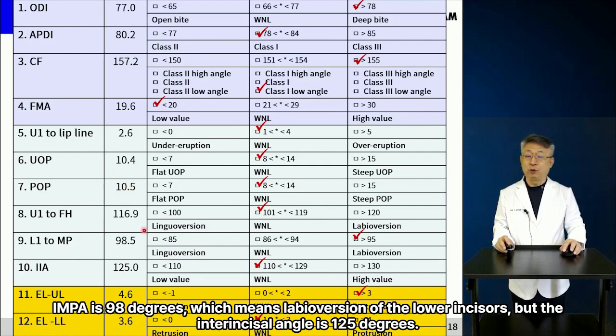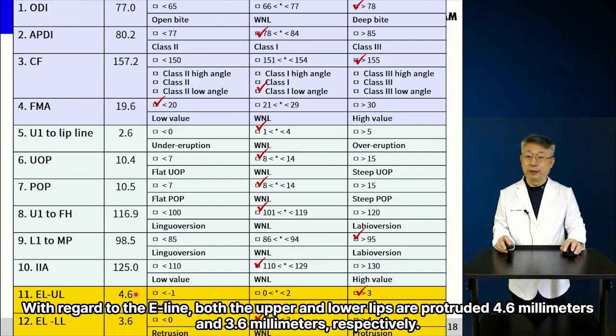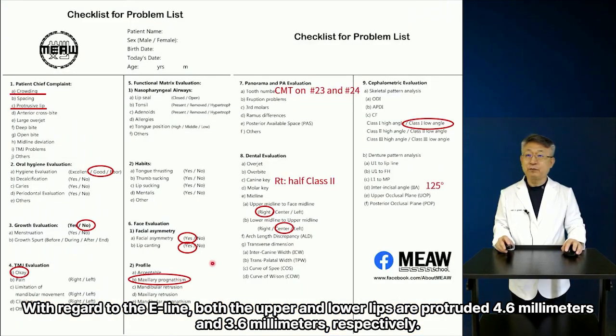IMPA is 98 degrees, which means labioversion of the lower incisors, but the interincisal angle is 125 degrees. If the interincisal angle is low, the chance of premolar extraction increases. With regard to the L-line, both the upper and lower lips are protruded, 4.6 mm and 3.6 mm, respectively.